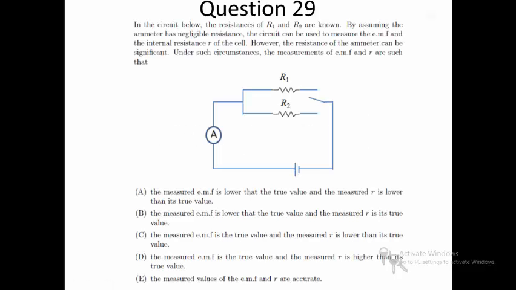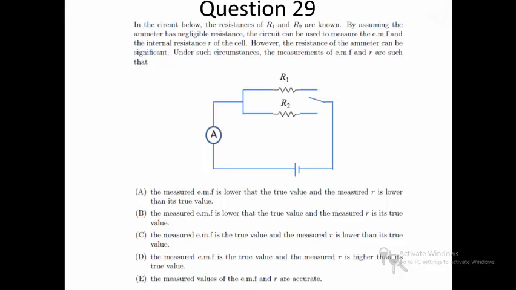Question 29. In the circuit below, the resistances of R1 and R2 are known. By assuming the ammeter has negligible resistance, the circuit can be used to measure the EMF and the internal resistance R of the cell. However, the resistance of the ammeter can be significant. Under such circumstances, the measurements of EMF and R are described by which of the following?